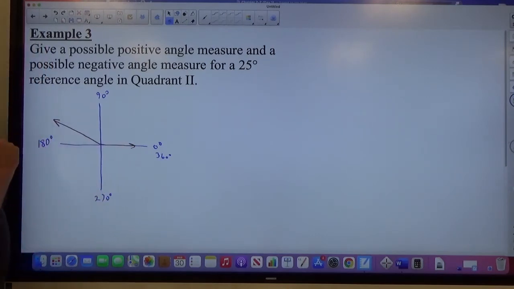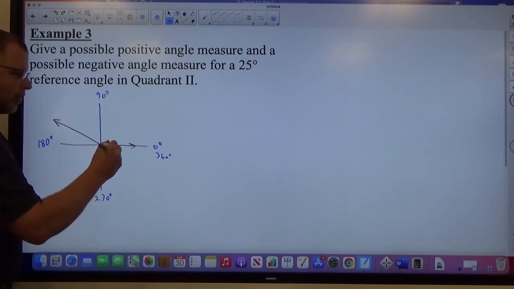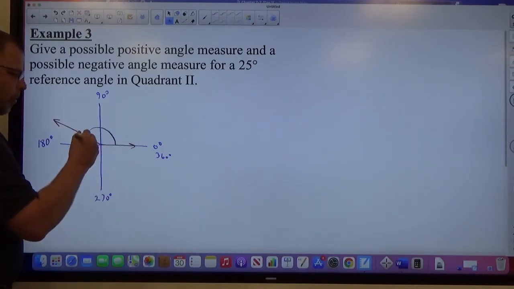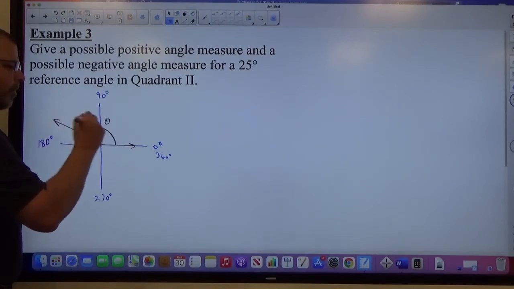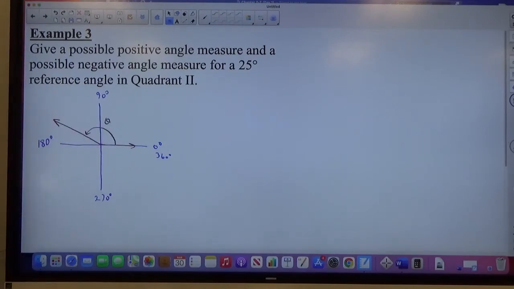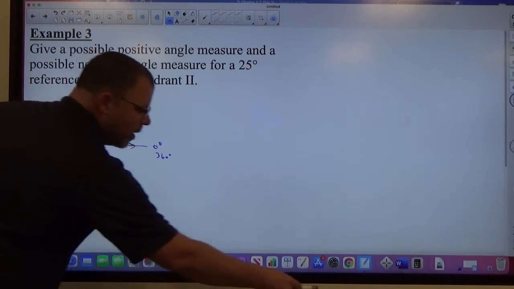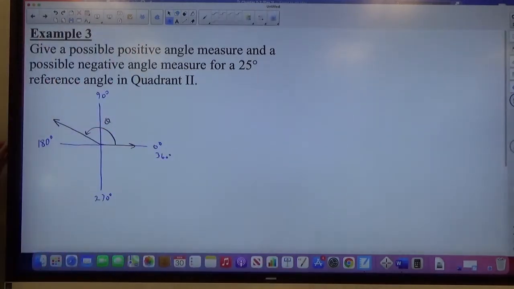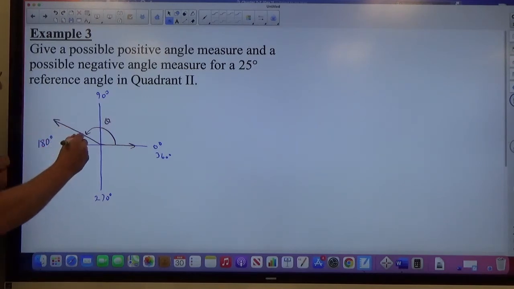There's my angle. If I'm trying to find the positive angle, it happens from here around to there. There's my angle I'll call theta. That's what I'm looking for. Reference angle always goes from the terminal side to the x-axis. So here the terminal side is here, the x-axis is there. This is my reference angle, that's 25 degrees.